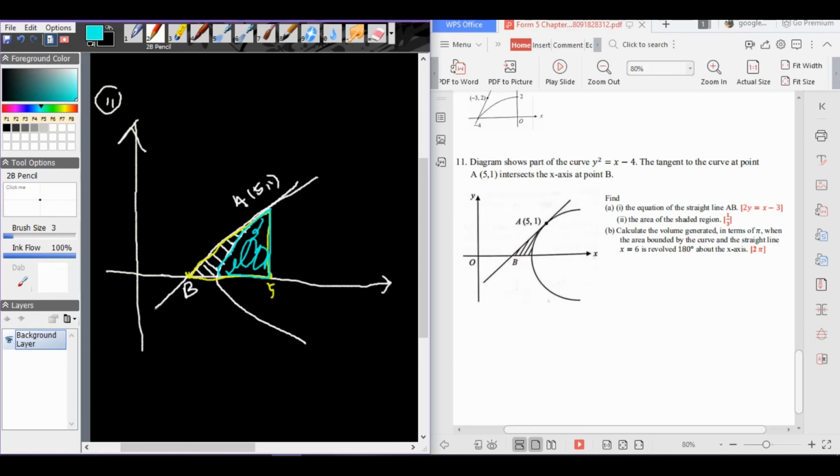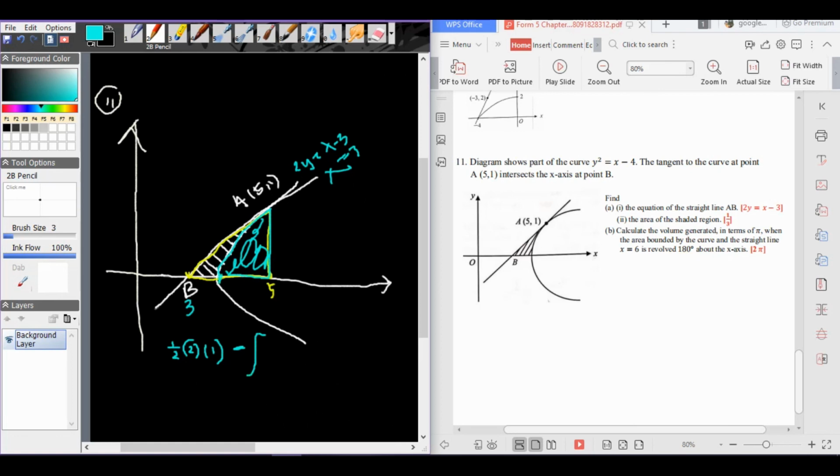For this straight line, this is a triangle. We have to find the coordinates of B. From part 1, the equation of the straight line is 2y equals x minus 3. At the x-intercept, y equals 0, so x equals 3. So this is 3. The area is 1 over 2 times base 2 times height 1.